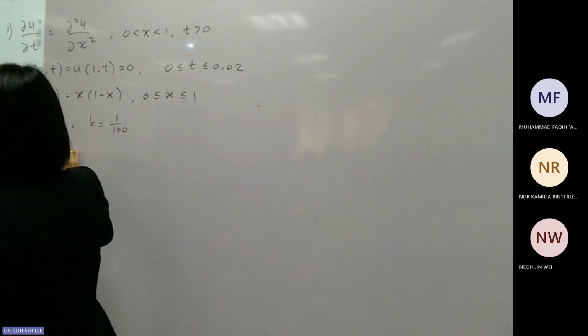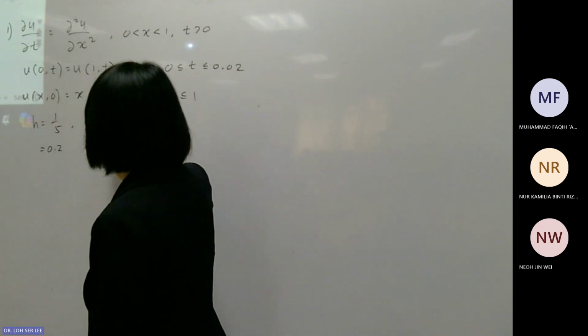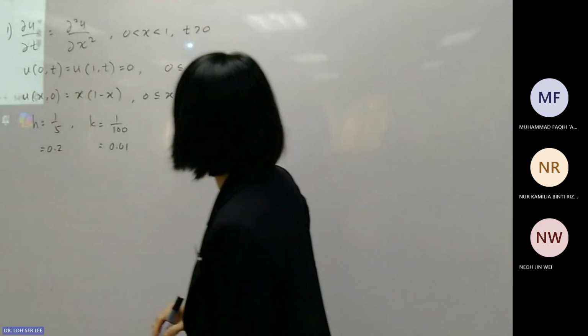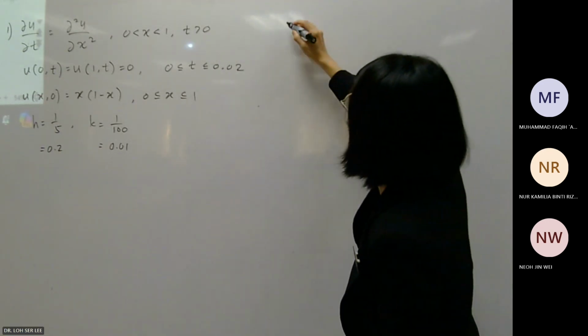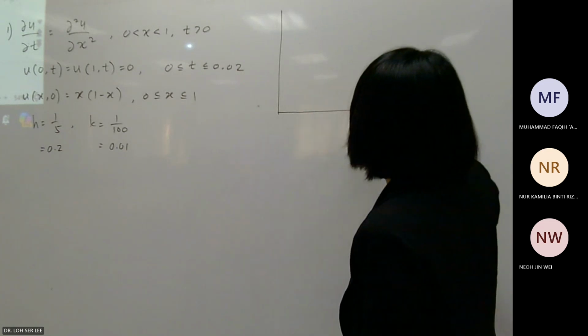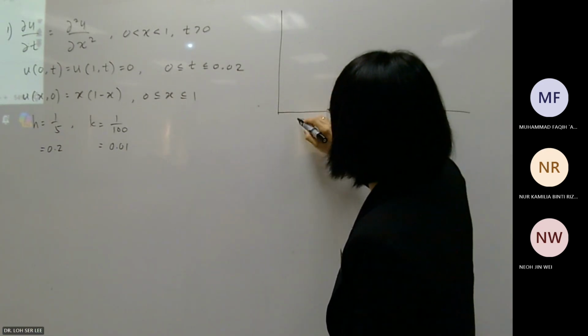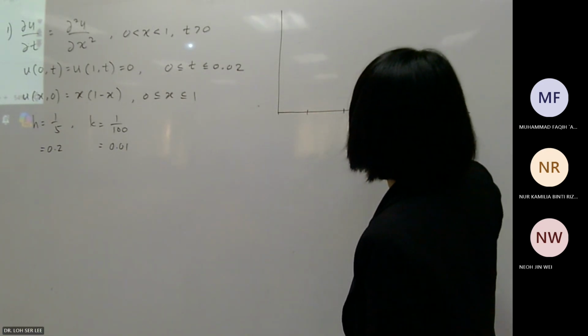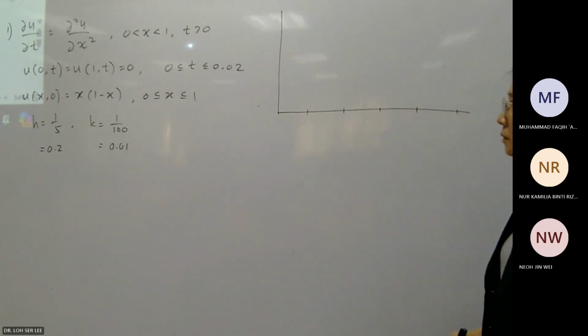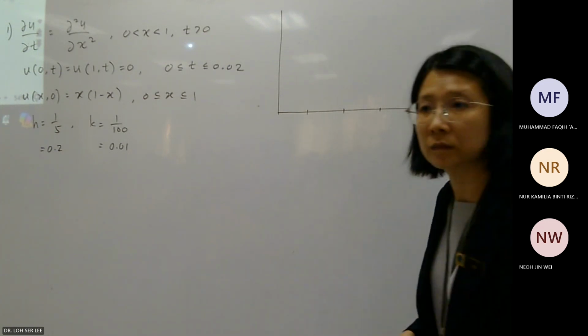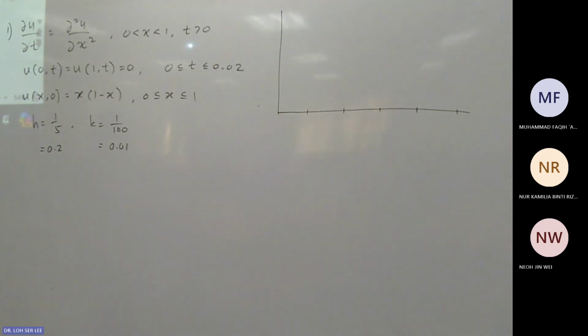One over 5 is 0.2. 1 over 100 is 0.01. Sketch the grid points first.